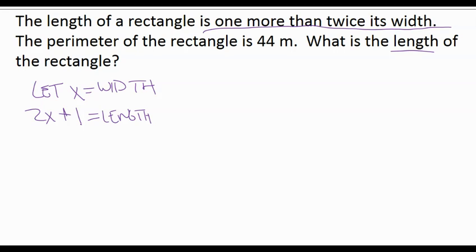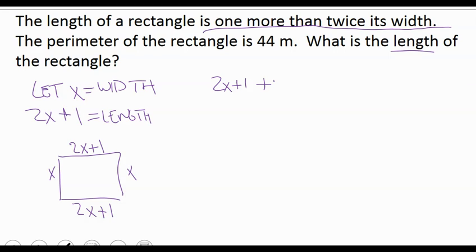So now, if I draw my rectangle here, I have 2 sides that are 2x plus 1 and 2 sides that are x. And I know my perimeter is 44. So I'm going to add up my sides, 2x plus 1 plus x plus 2x plus 1 plus x, and that's going to equal 44. So I got 2x plus 1, I've got x, I got 2x plus 1, I've got x. So I got my 4 sides there.